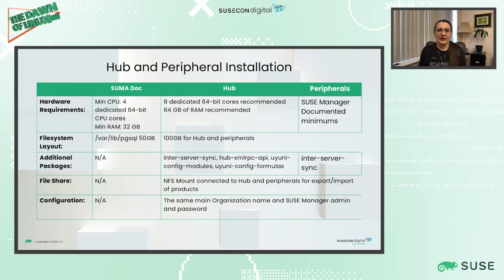There are some additional packages that are required for the hub: the inter-server sync, the hub XML RPC API, and the Uyuni config modules and config formulas, which Ricardo is going to talk about later. And on the peripheral, we just need the inter-server sync. That is just going to help us import the products. A file share might be helpful, such as an NFS mount that could be connected to the hub and peripherals, so that when we export all the data and we import, we don't have to copy it over to each individual peripheral server, which would take quite some time.